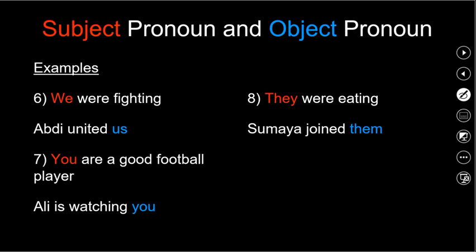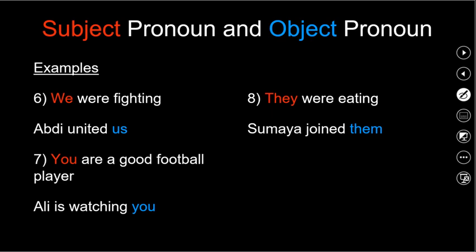Okay, more examples. We were fighting. Abdi united us. So we becomes us. The subject pronoun we becomes us as object pronoun. Here, you are a good football player. Ali is watching you. As you can see, you stays the same, whether it's a subject pronoun or object pronoun.